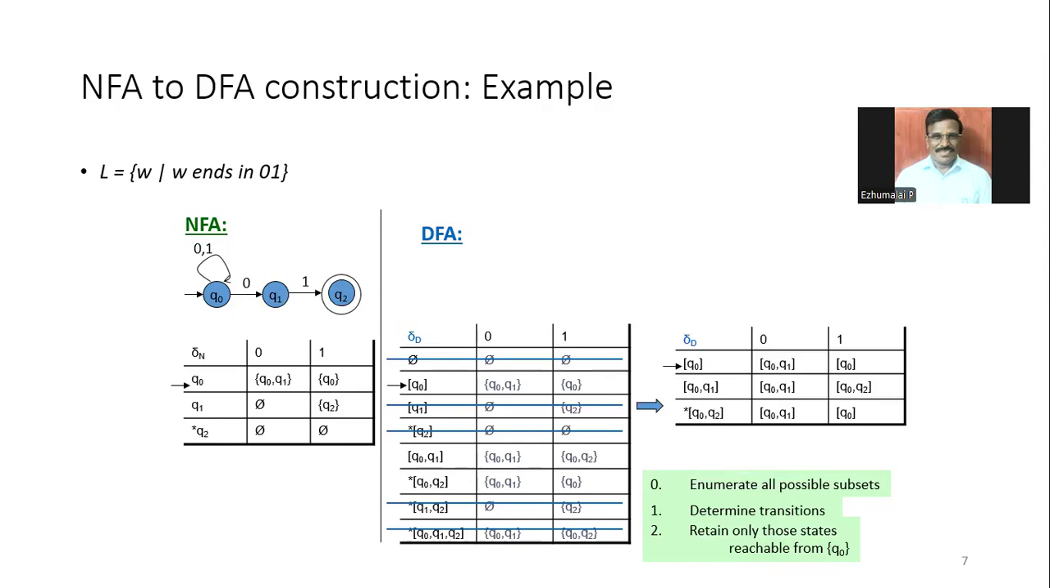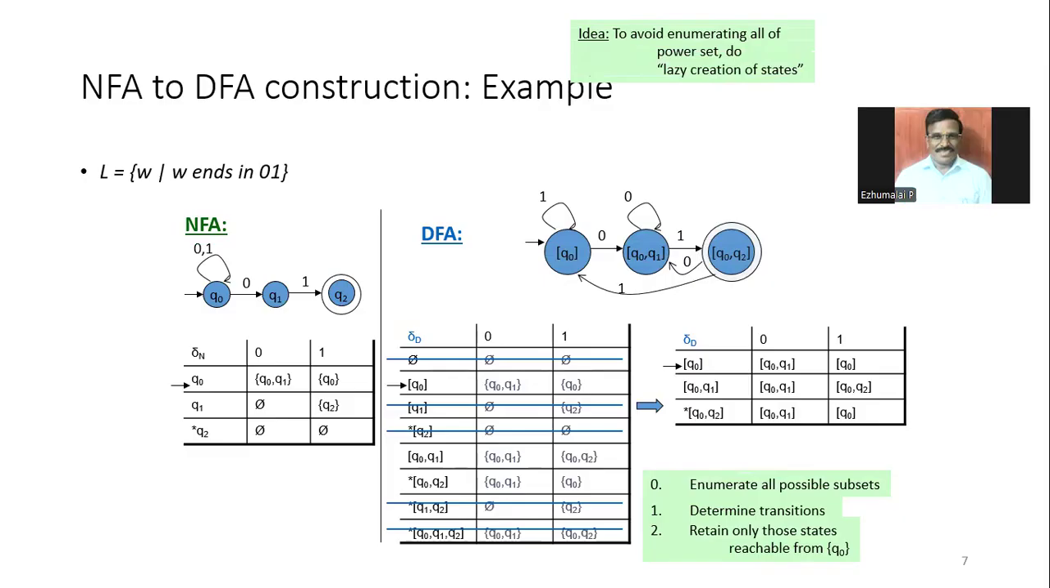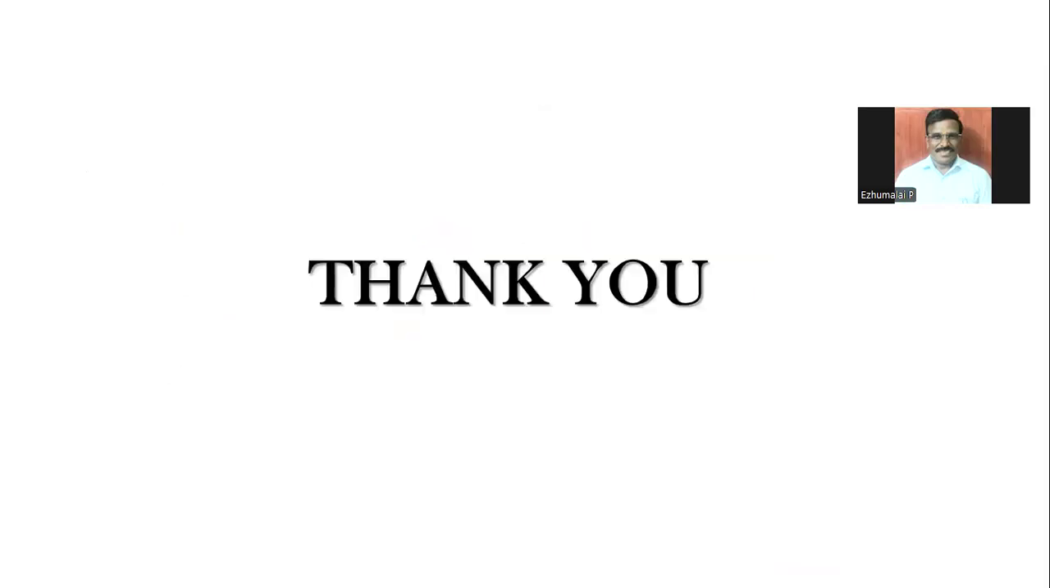This is the converted table for the DFA from the NFA table. This is the diagram for the DFA. To avoid enumerating all the power sets, use this method. Thank you.